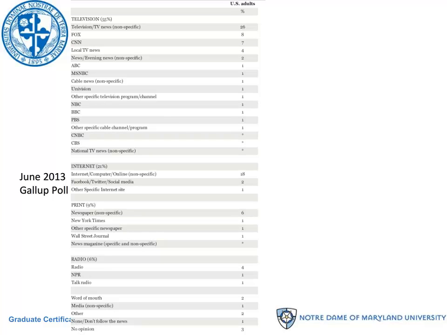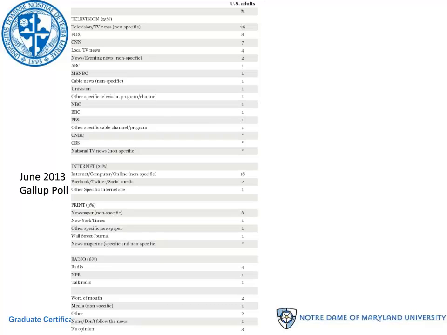Here are results from a June 2013 Gallup poll where U.S. adults were asked where they prefer to get their news. Notice that television leads the pack at 55%, the internet with 21%, print media at 9%, radio gets 6%, and a smattering of other sources. Within the television category, all news networks seem to attract more attention, and that's consistent with the first graph we saw, where people like to get their news throughout the day.